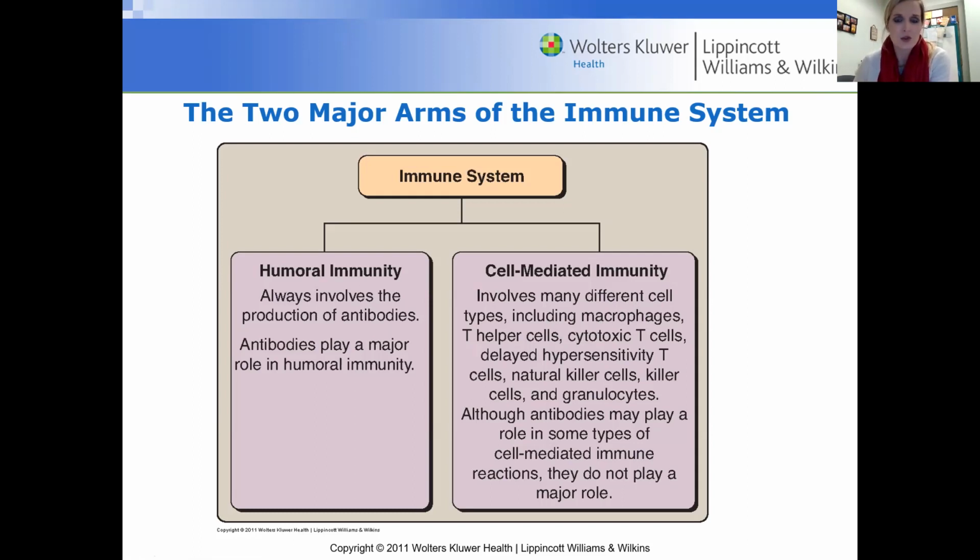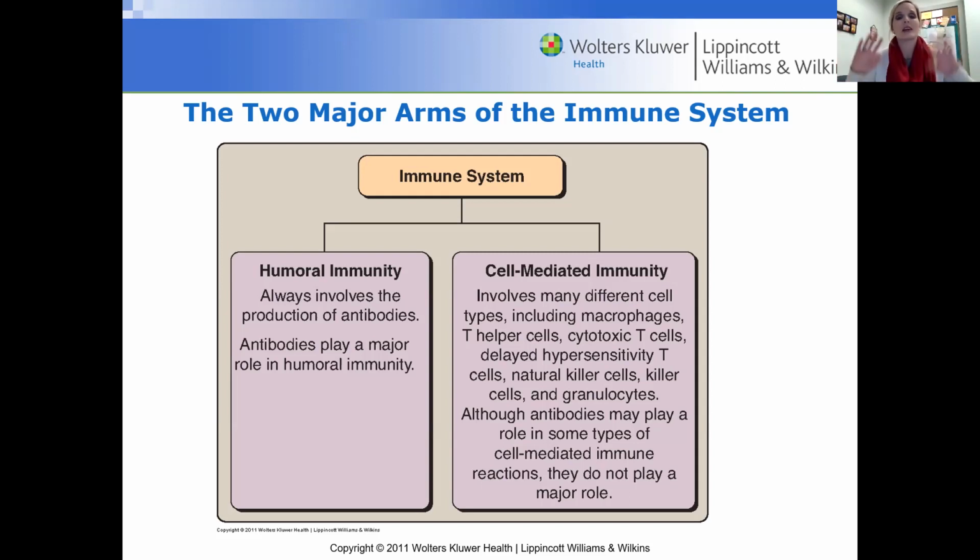and I'm going to break down a couple of these for you guys, but I'm not going to have you guys know all of these. As you can see from this list here, it is a variety of different types of cells. Delayed hypersensitivity T cells, natural killer cells, we'll define those just as the name implies, what they're going to do. Killer cells and granulocytes. Antibodies may play a role in some types of our cell-mediated responses, but they really don't play a major role. So humoral antibodies, cell-mediated, different cells.